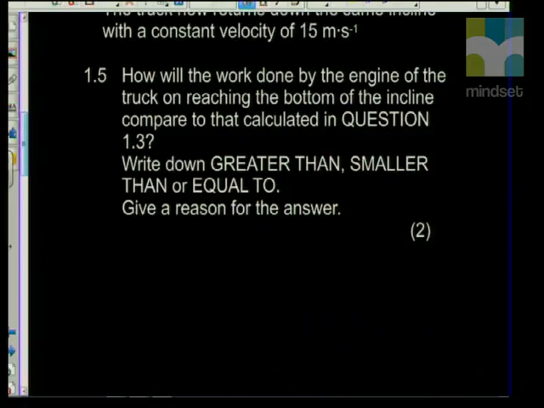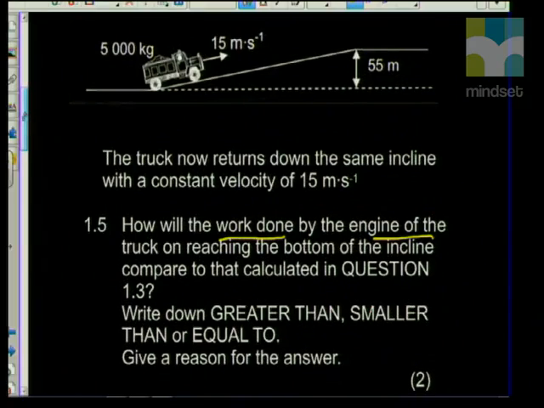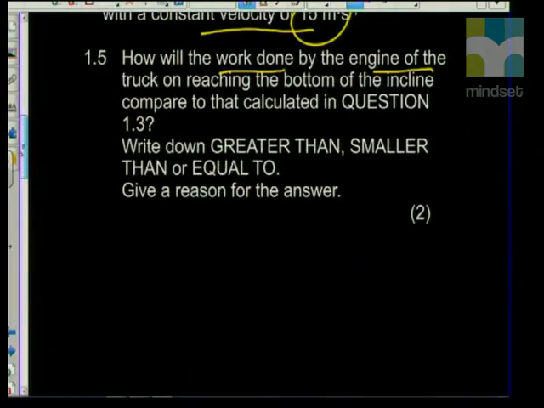It says to us, how will the work done by the engine of the truck compare? Okay, wait a minute. We missed out a bit. The truck returns down the same incline at the constant velocity. This diagram is the wrong diagram, but basically what we're saying, the truck moves downwards. It's gone up and now it goes downwards. And it's going at the same velocity of 15 meters per second. How will the work done by the engine compare on reaching the bottom compared to our calculation when it moved up? And what you have to do is write greater than, smaller than, or equal to, and give a reason for your answer.